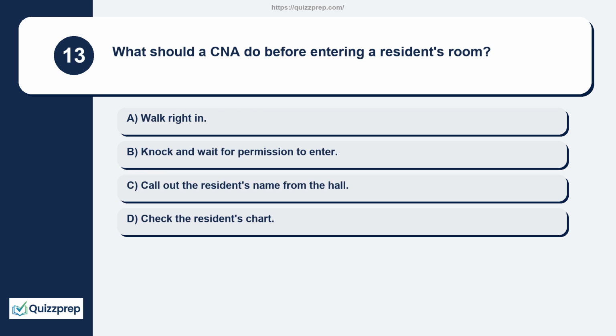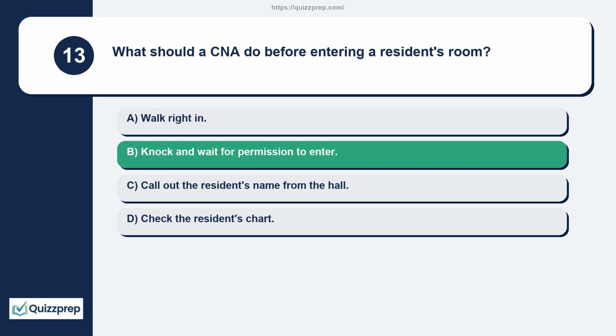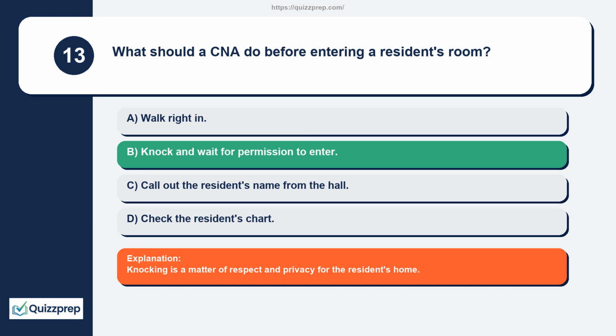Question 13. What should a CNA do before entering a resident's room? Walk right in. Knock and wait for permission to enter. Call out the resident's name from the hall. Check the resident's chart. Knocking is a matter of respect and privacy for the resident's home.